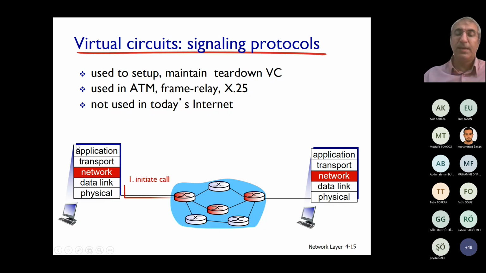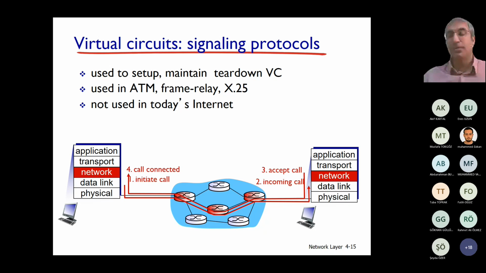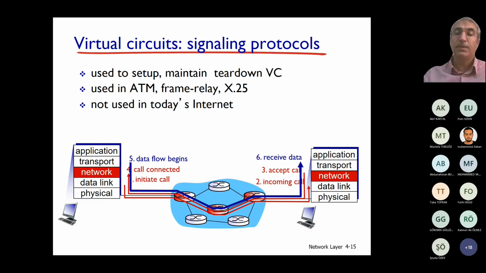In the first step, we initiate a call from source to destination. In the second step, the destination receives the incoming call, and then the receiver accepts this call. In the fourth step, the sender gets the acknowledgment and sets up the connection. Now we are ready to send the data. We send the data, and the receiver side, the destination, receives this data.